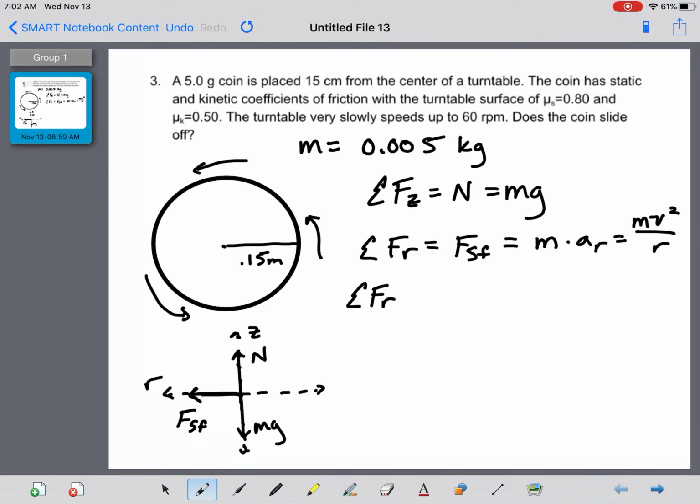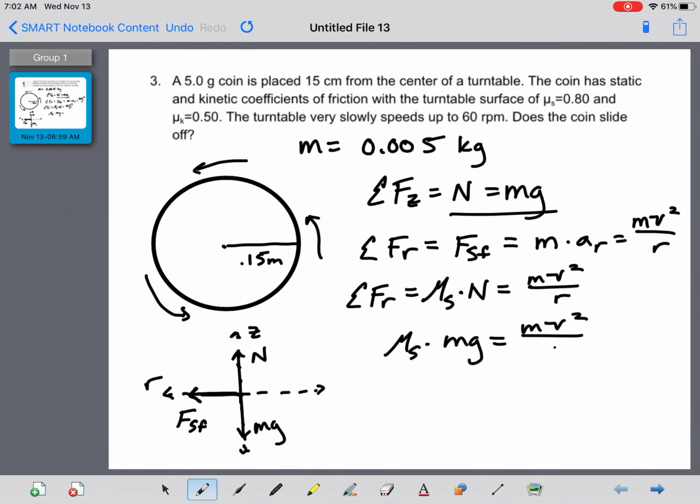Now let's start to substitute some things in. In the radial direction, static friction is the coefficient of static friction times the normal force, which is equal to mv squared over r. I've got an expression for the normal force right here, so let's sub it in. So mu s times mg is equal to mv squared over r. The m's cancel out, so I'm left with mu s times g is equal to v squared over r. At this point, we haven't really been looking for anything specific, we're just kind of trying things. So now let's go back to the problem and figure out exactly what we need to do.